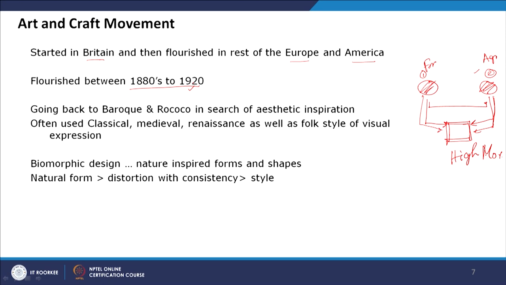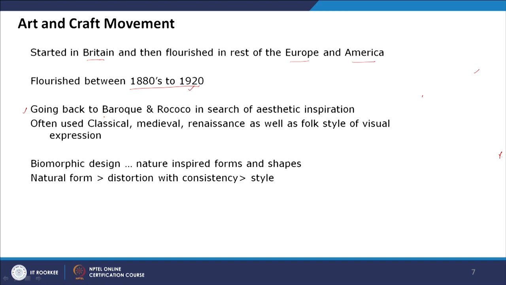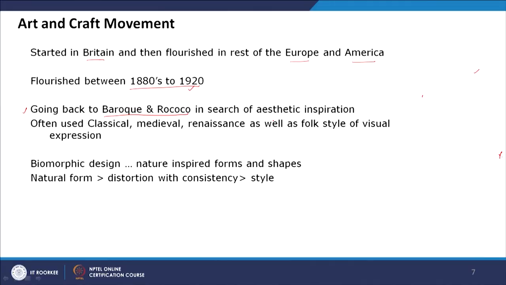For the experience and design inspiration, they started going back to the Baroque and Rococo styles, which were just before the industrial revolution. And the Baroque and Rococo style, as we were discussing, was high in ornamentation, with a lot of intricate patterns. So this was not minimalist at all. And then they also often went to the classical style, which was also different from the for-the-machine movement.